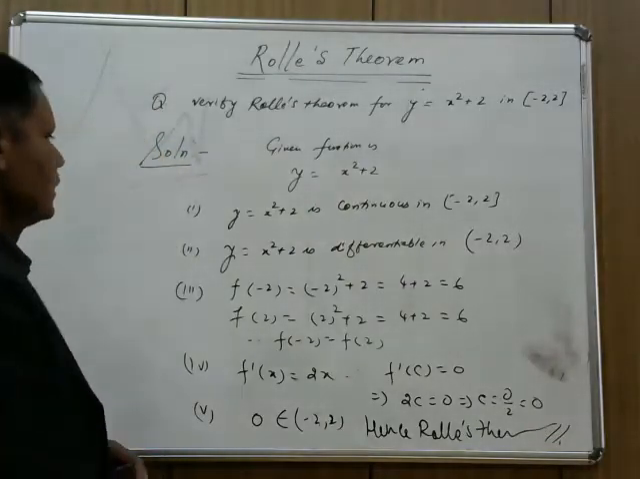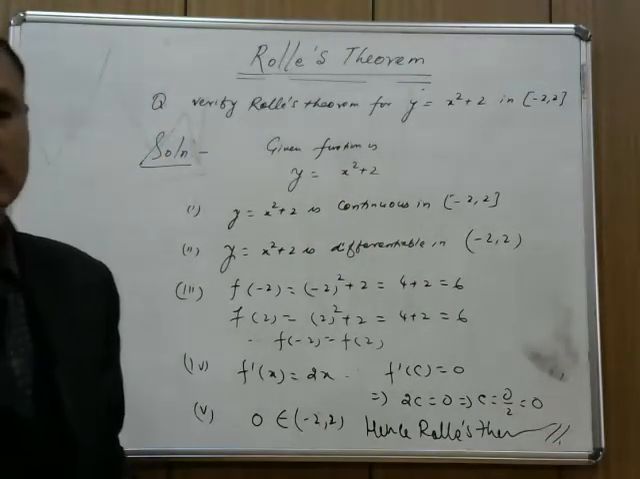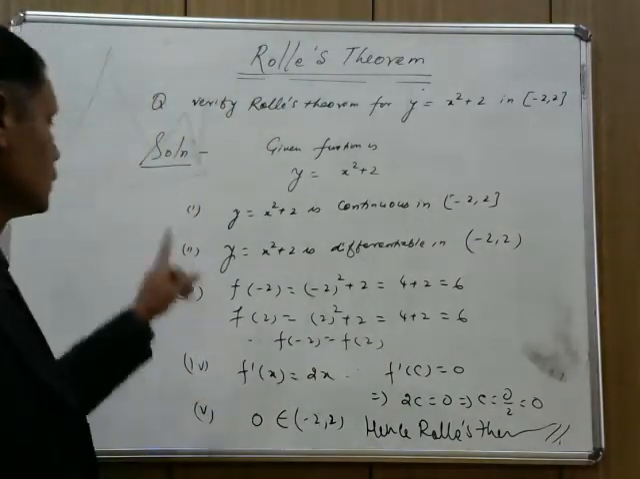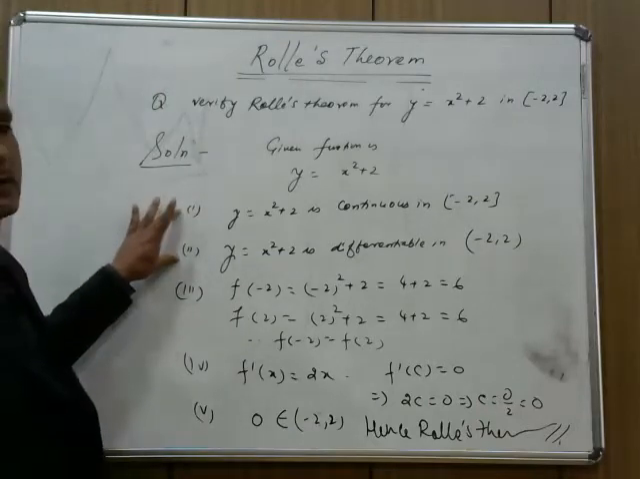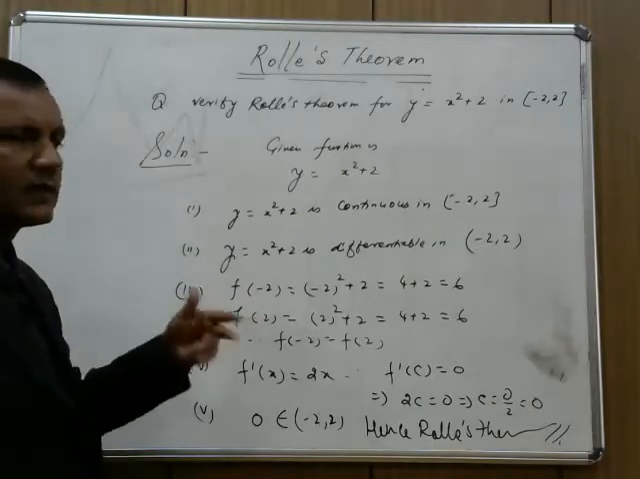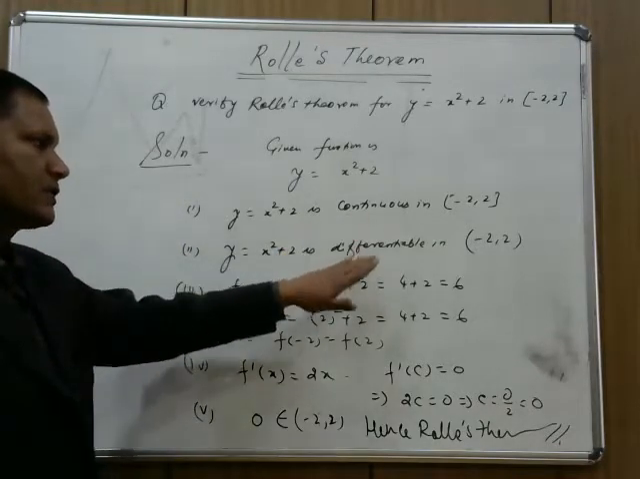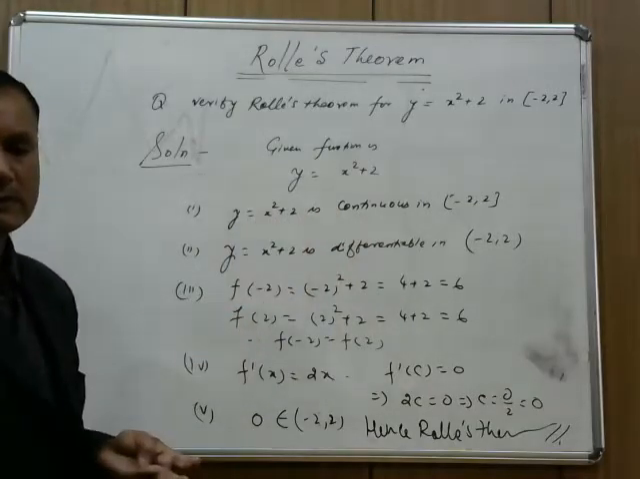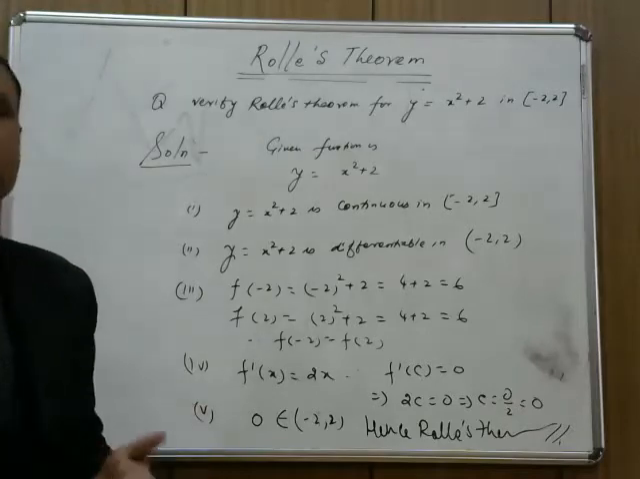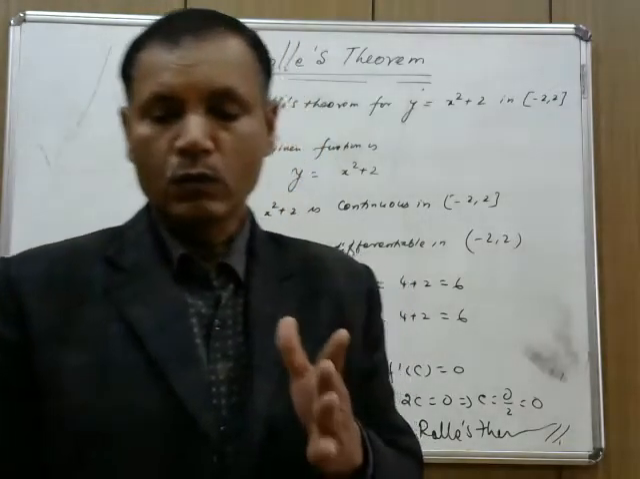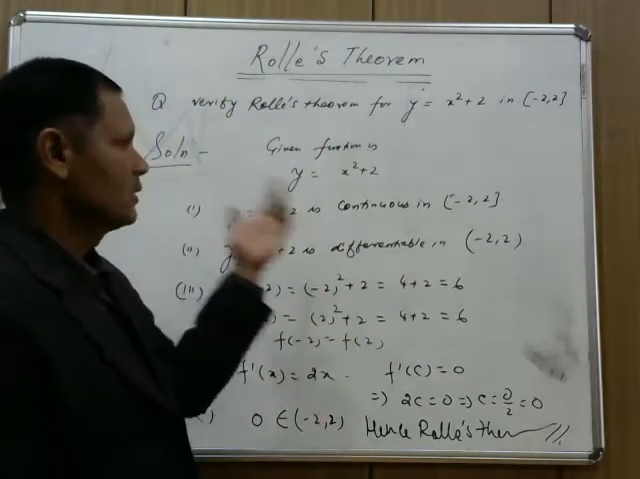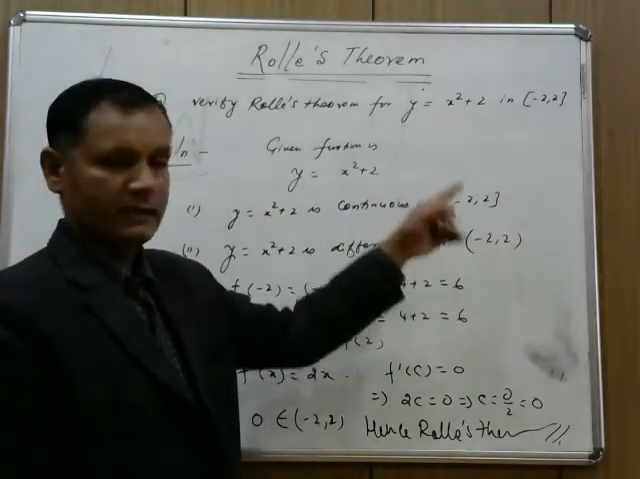That means for any given function, whenever you are asked to check whether Rolle's theorem is verified or not, in 95% of questions you will find that these two parts will obviously be there. Yes, the given function will be continuous and differentiable. You know that polynomial functions and all trigonometric functions are continuous and differentiable in their own domain. That's why we will simply write that yes, the given function is continuous and differentiable in the interval.